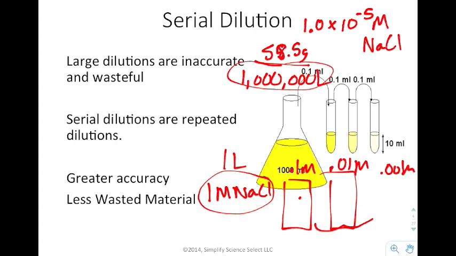The process of a serial dilution uses a lot less solvent, a lot less material, and is less wasteful, and also produces greater accuracy. The likelihood that you are going to be able to accurately measure 58.5 grams is pretty reasonable, but that you are going to accurately measure a million liters is not. So because of that, the serial dilution process has its advantages whenever you're trying to make very small, or very dilute solutions.